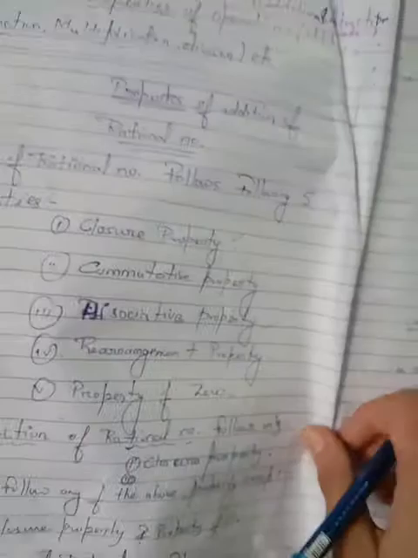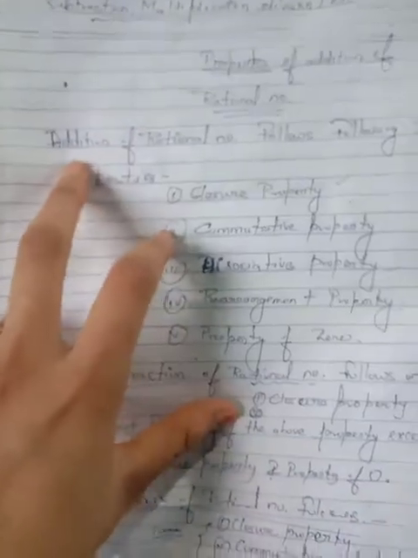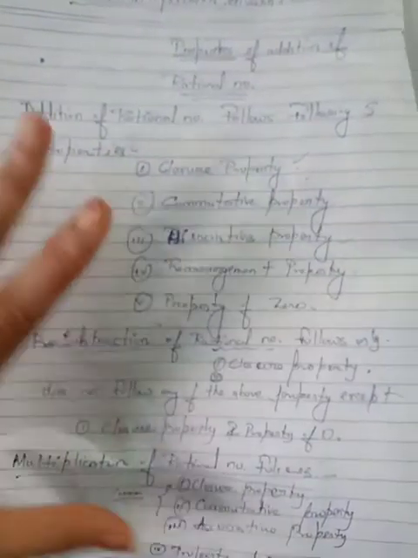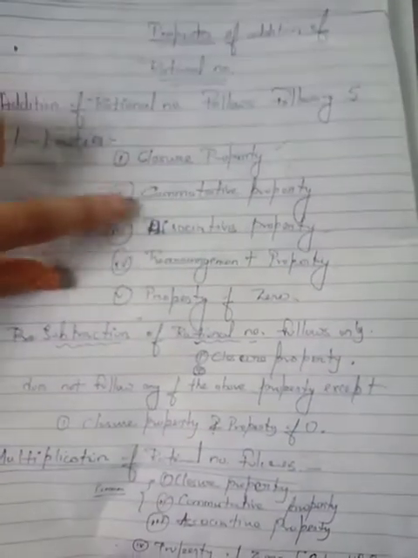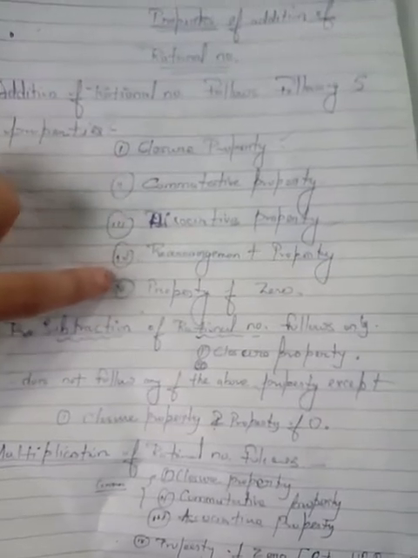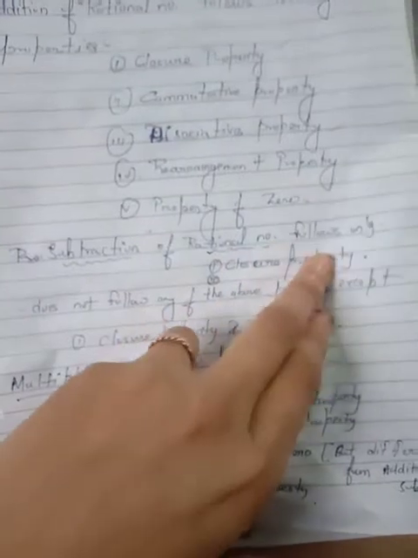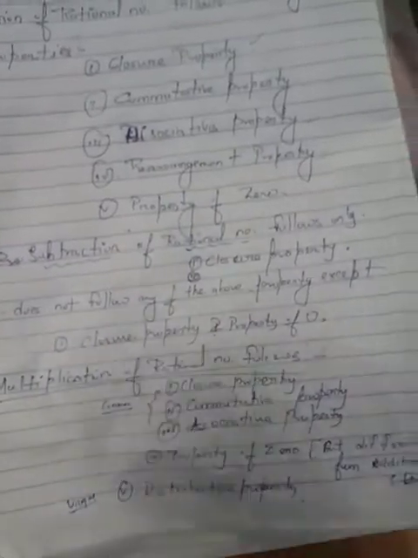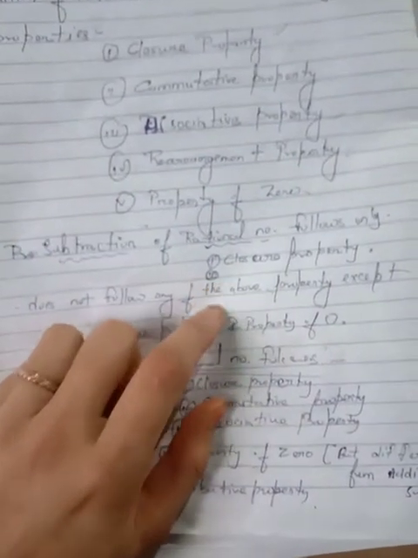So the same thing that I have said, I have written here. You have to copy it and make notes. So see what I have said. Properties of addition of rational numbers: addition of rational numbers follows the following 5 properties, that is closure, commutative, associative, rearrangement, and property of zero. But subtraction of rational numbers follows only the closure property and the property of zero.